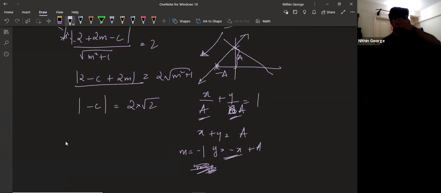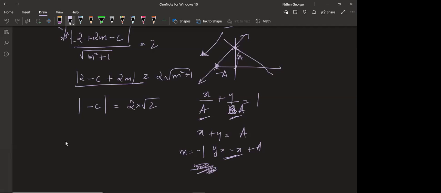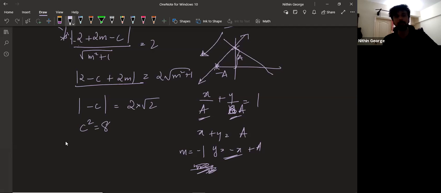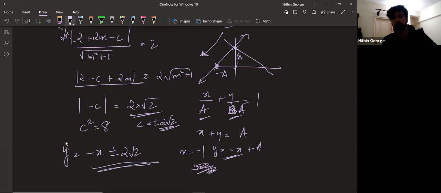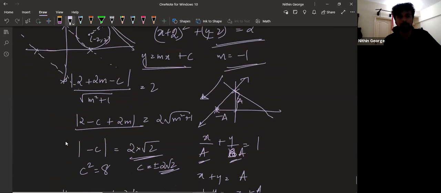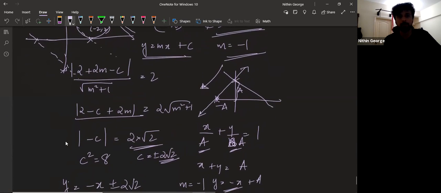So, you getting this? Yes, sir, got it, sir. Okay, so I'll get c square equal to 8, or c equal to plus or minus 2 root 2. Which means our tangent should be y equal to mx, which is minus x, plus or minus 2 root 2. This becomes the equation of what?